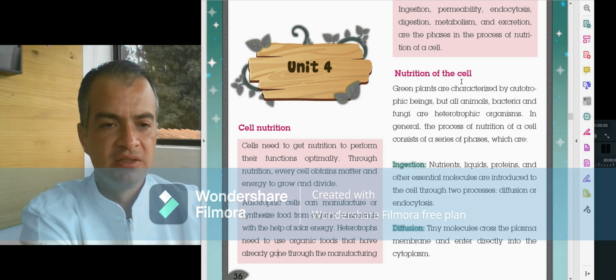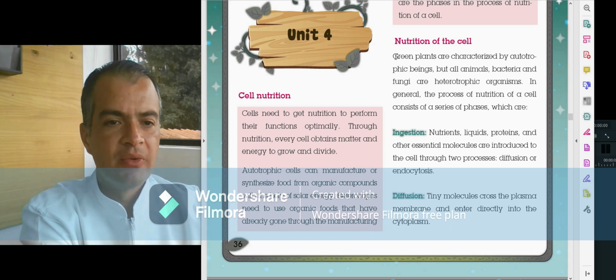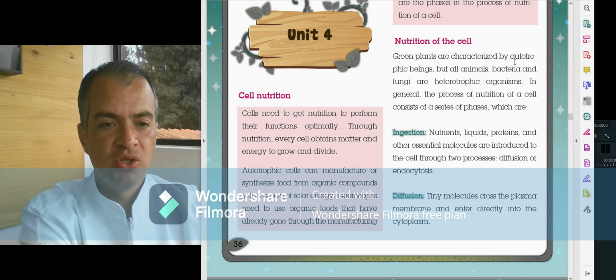Nutrition of the cell, la nutrición de la célula. Green plants are characterized by autotrophic beings, but all animals, bacteria, and fungi are heterotrophic organisms. Las plantas verdes son caracterizadas como seres autótrofos, pero todos los animales, las bacterias y los hongos son organismos heterótrofos.